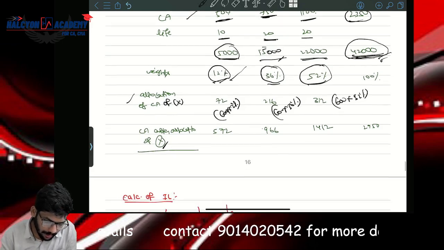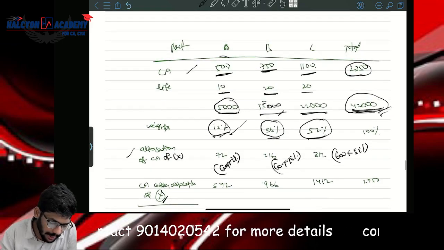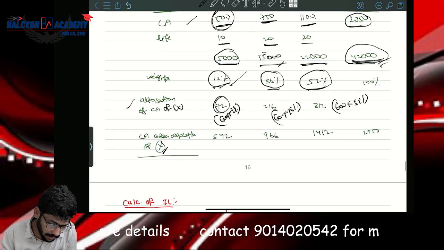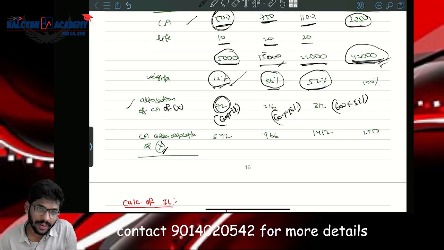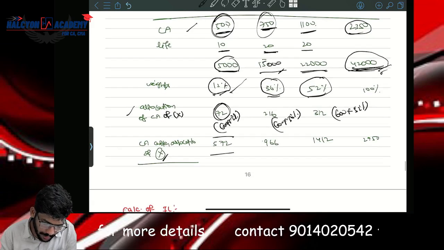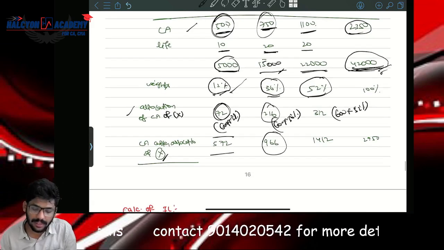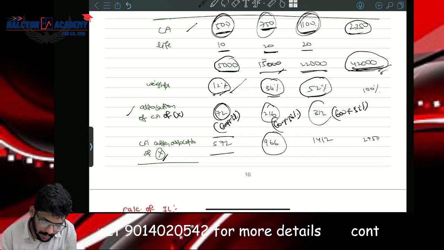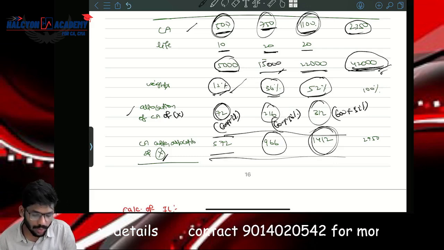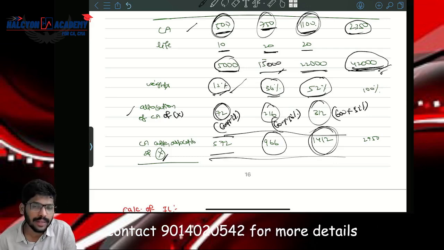What's the carrying amount, sir? Here the carrying amount of asset is 500. Now the corporate asset carrying amount is 72. Total 572. Here 750 plus 216, 966. 1100 plus 312, 1412. This is the carrying amount after allocation of corporate asset X.